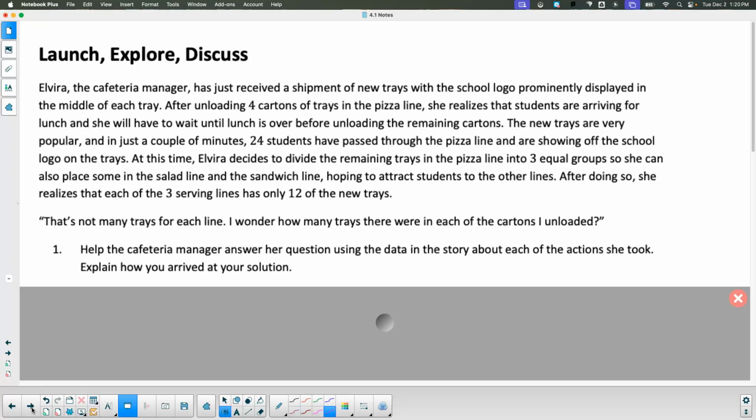Okay? Then she says, that's not many trays for each line. I wonder how many trays there were in each of the cartons that she unloaded. Okay? So what are we looking for here? How many trays were in the full carton? So what can we call that? The unknown. Okay, so what do we call unknowns in math? X. Variables, or any letter you want. Choose X? Actually, like T. T for trays?